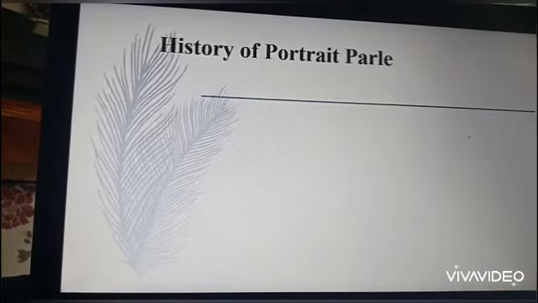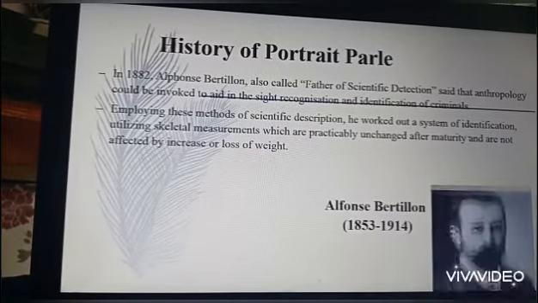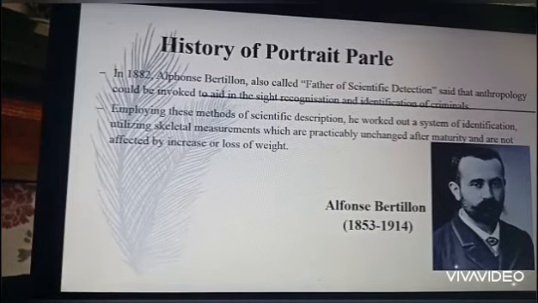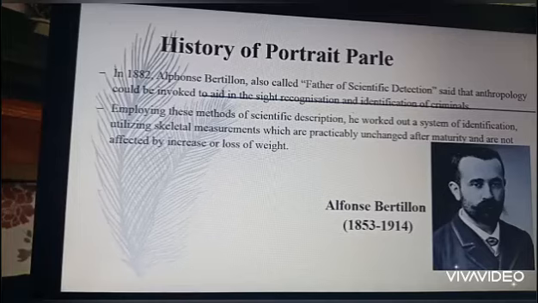History of portrait parlé. In 1882, Alphonse Bertillon, also called the father of scientific detection, said that anthropology could be invoked to aid in the recognition and identification of criminals. Employing this method of scientific description, he worked out a system of identification utilizing skeletal measurements, which are practically unchanged after maturity and are not affected by increase or loss of weight.